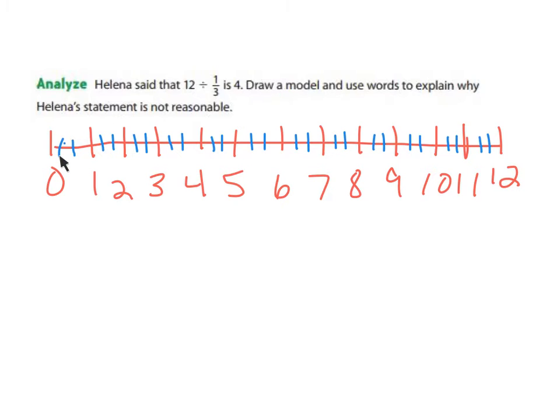Well, I can go ahead and start counting here. I've got 1, 2, 3, 4, 5, 6, 7, 8, 9, 10, 11, 12, 13, and there's no need to go on because we know that's not correct. Helena doesn't quite get how to divide fractions.